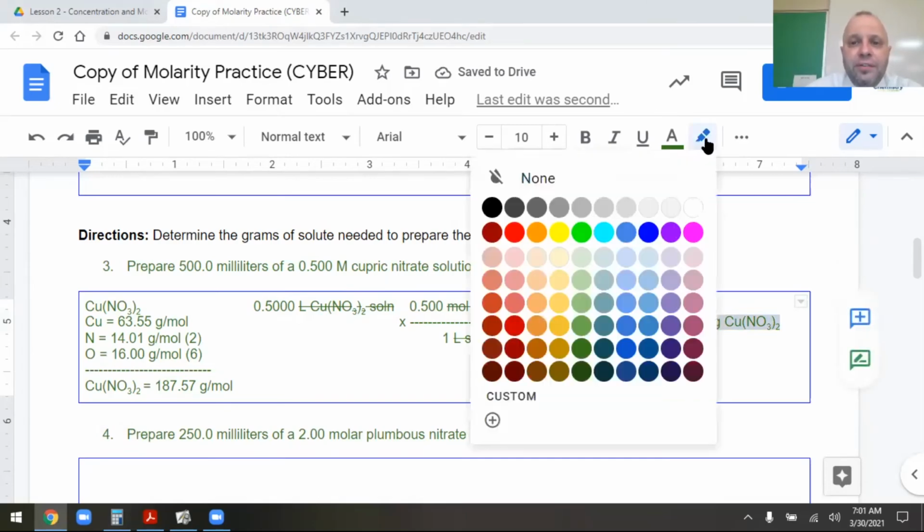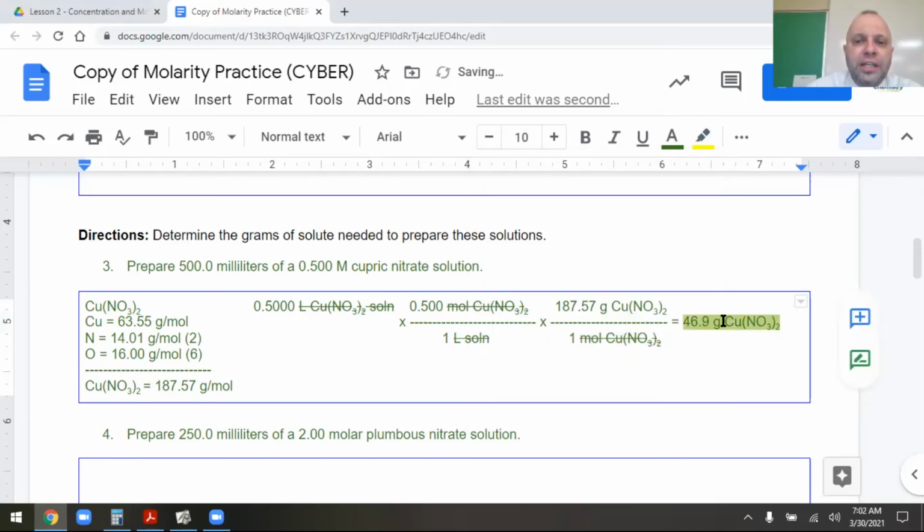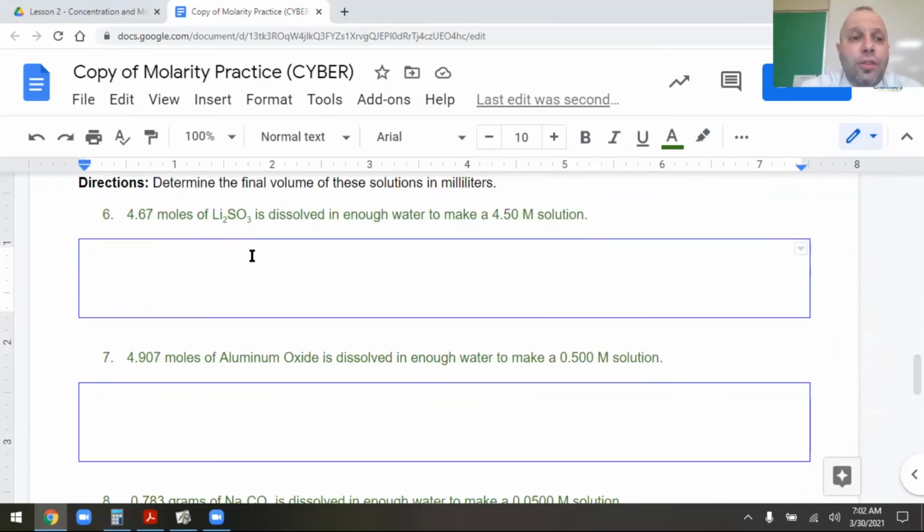That's it. That represents the mass of copper 2 nitrate that you would need to weigh out in order to prepare 500 milliliters of a 0.5 molar cupric nitrate solution. Okay, in our third and final type of problem, beginning with problem number 6, we're asked to figure out the final volume that would be required in order to prepare these solutions. So what we're going to do here is start off with our moles of, in this case, lithium sulfite. We're going to convert from moles into a volume using our concentration.